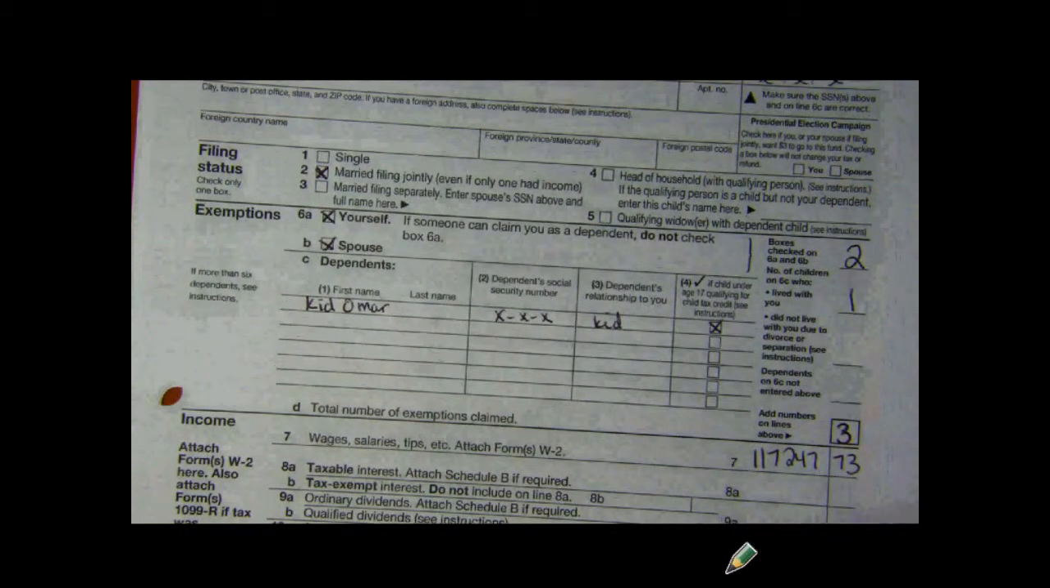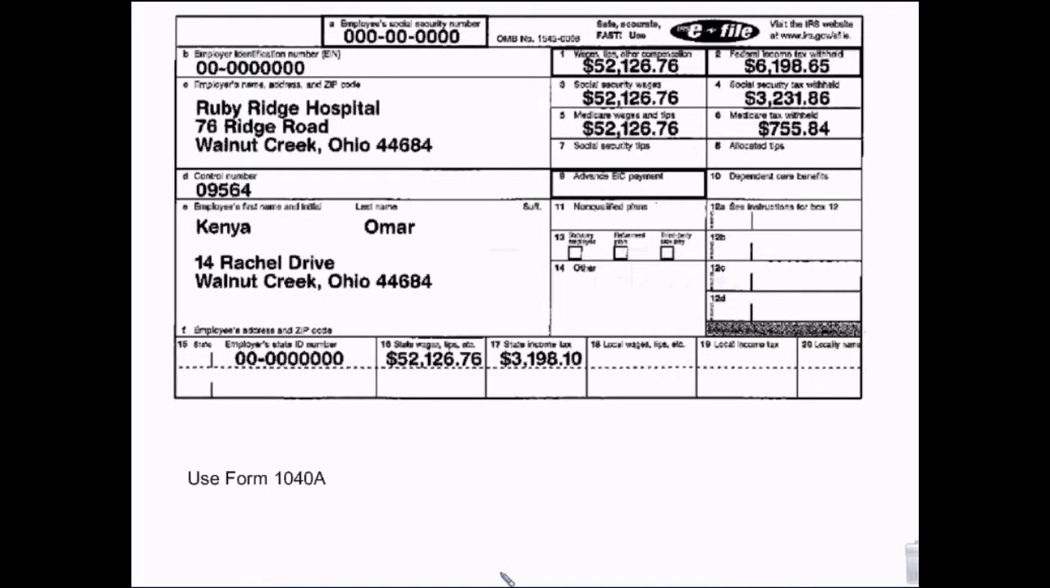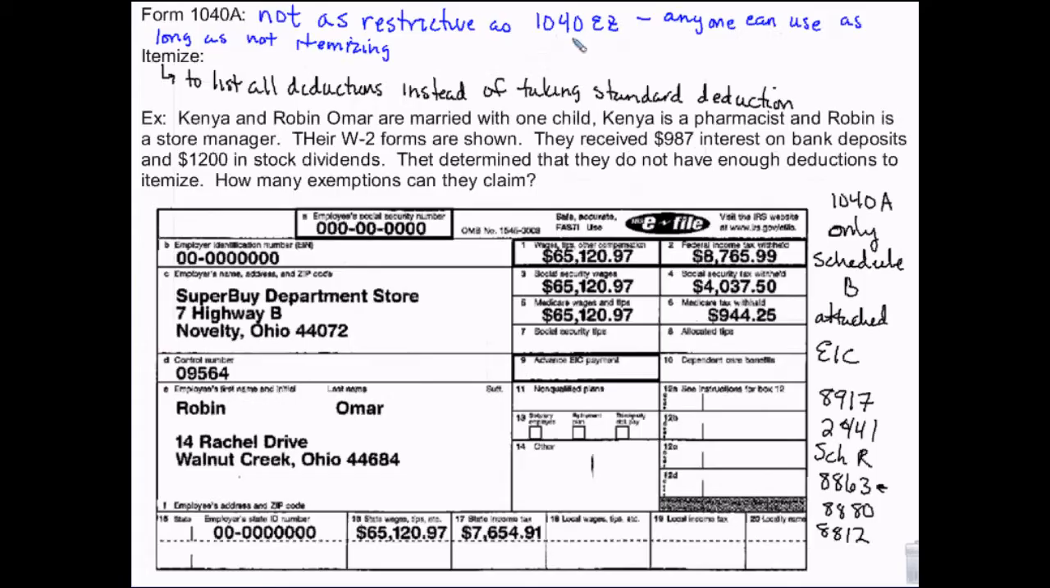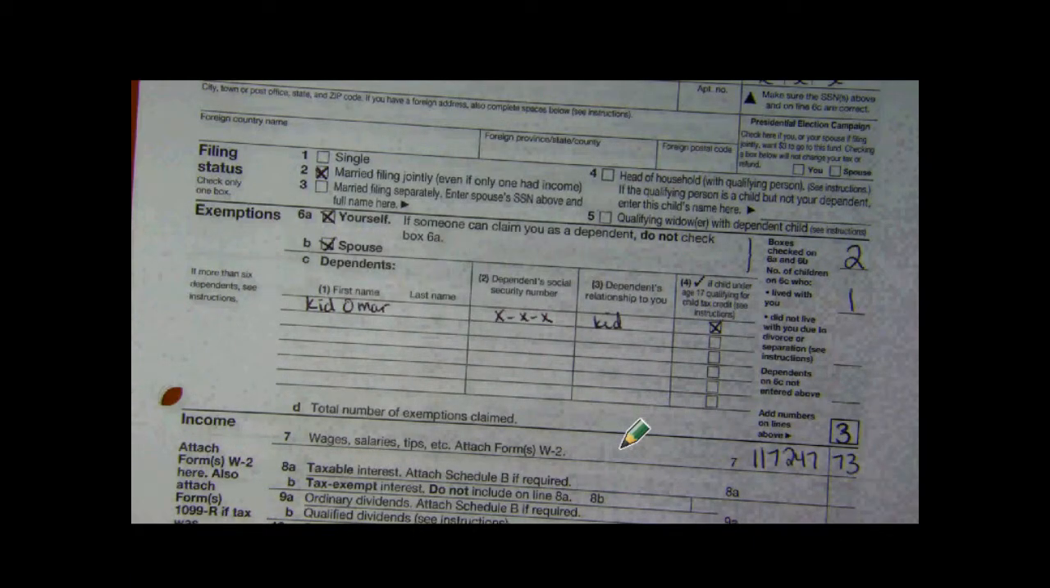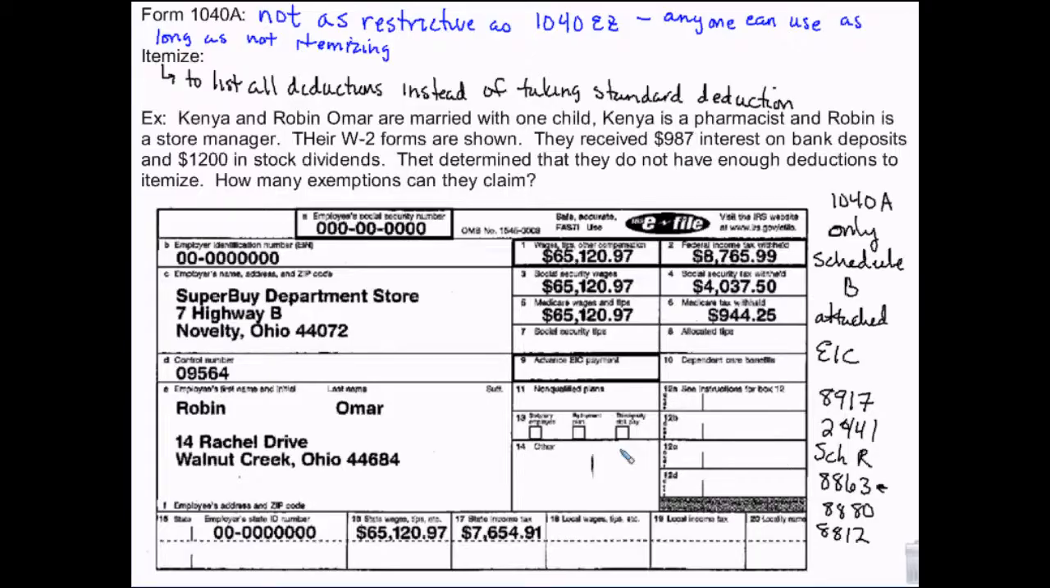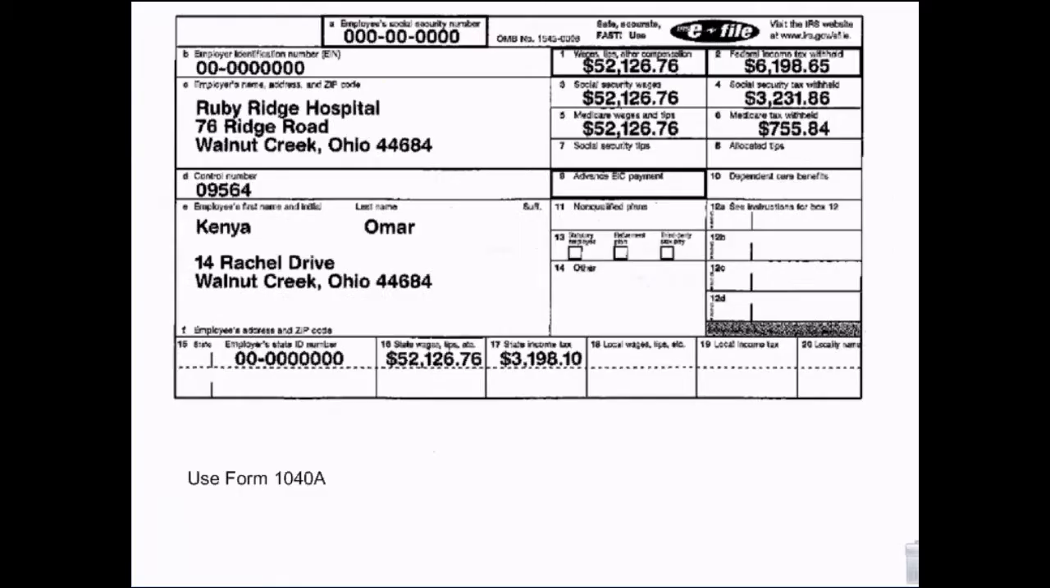The next line is taxable interest. That is bank interest. Now, it says to attach Schedule B if required. We haven't really talked about Schedule B yet. Schedule B is required for one of 2 reasons, okay? Let me go to this next page.